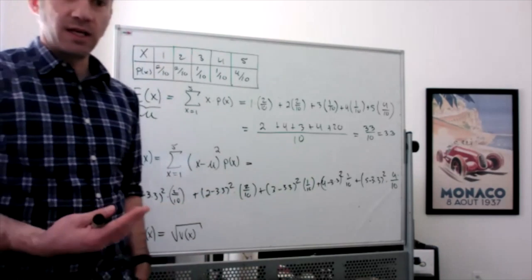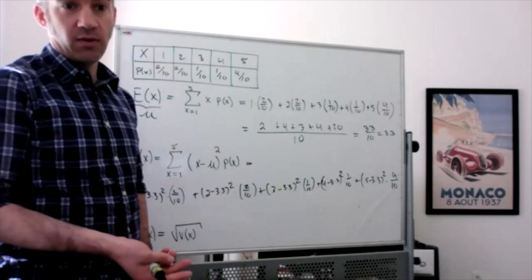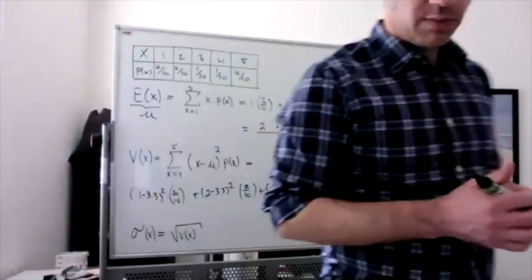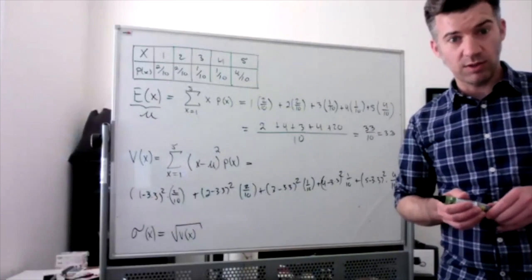So that's another example of a discrete random variable with a probability distribution. Questions about this one before we move on to some continuous ones?